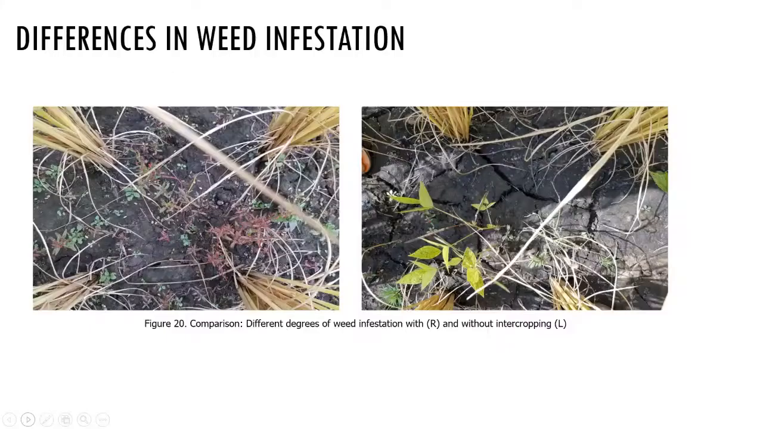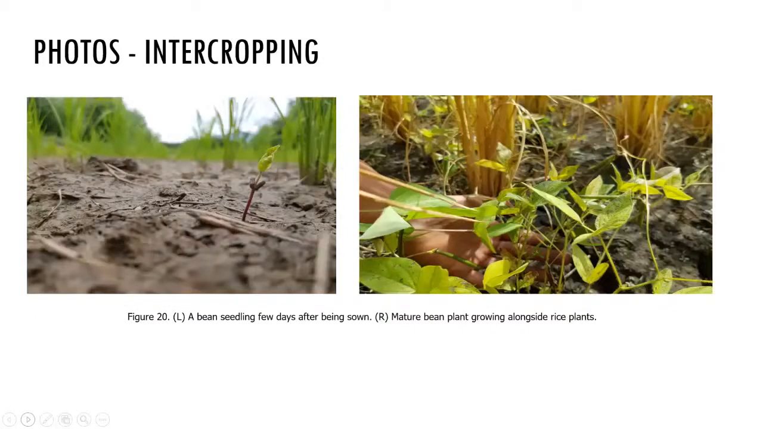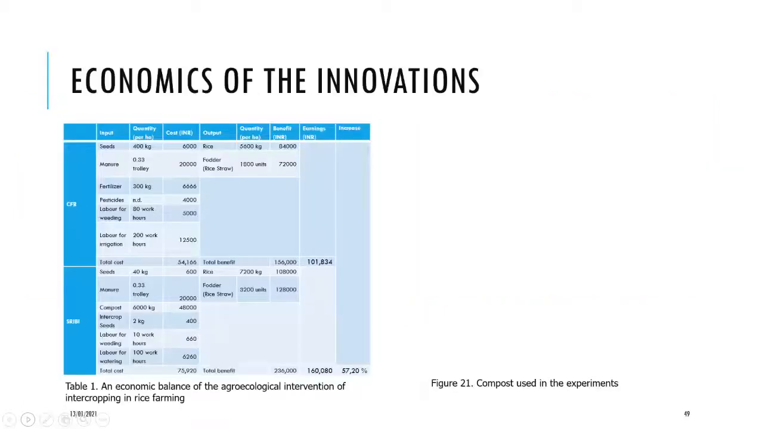And weed infestation, we already discussed this, but once again, this was also one of the main findings of the research, that intercropping leads to lesser weed infestation in the rice crop. And this is how it looks in the end. And this led to an increase in income of the farmers by up to 60%, I mean 57.2% to be precise.